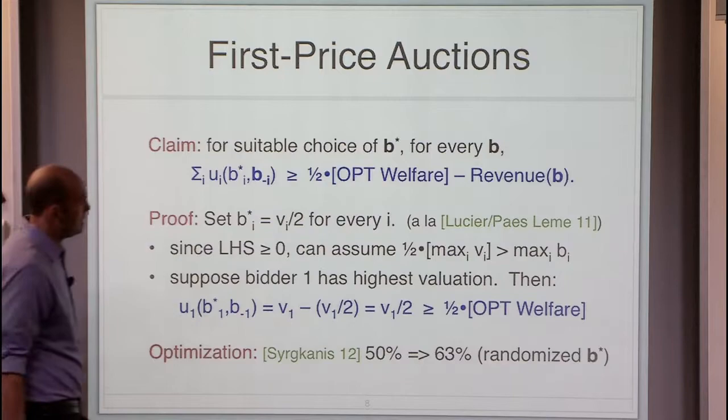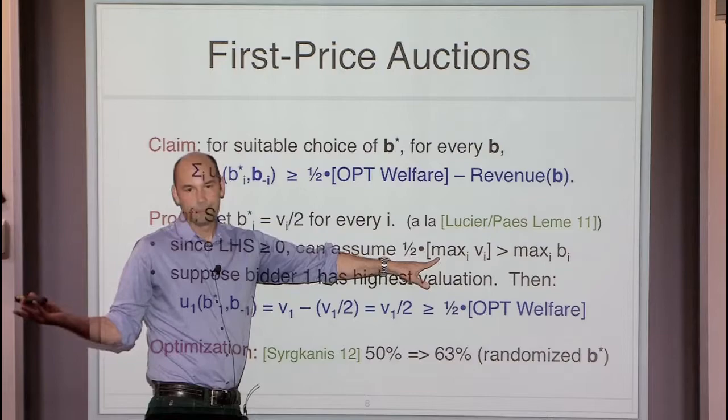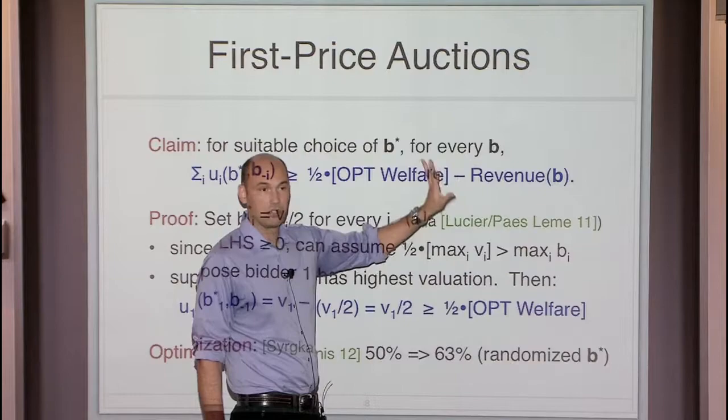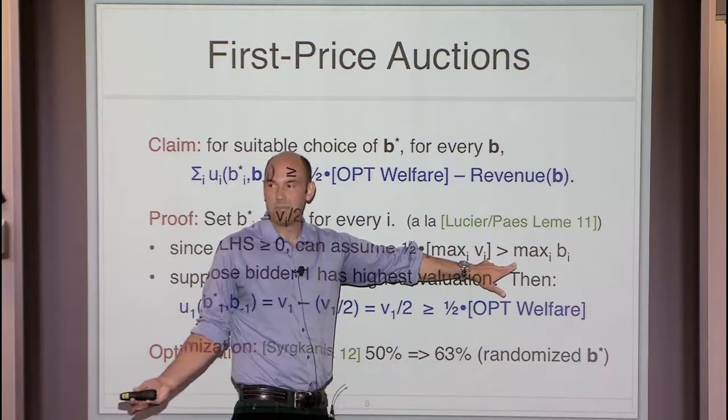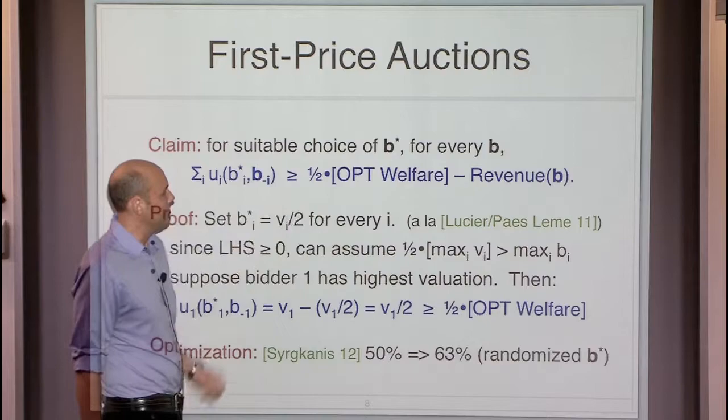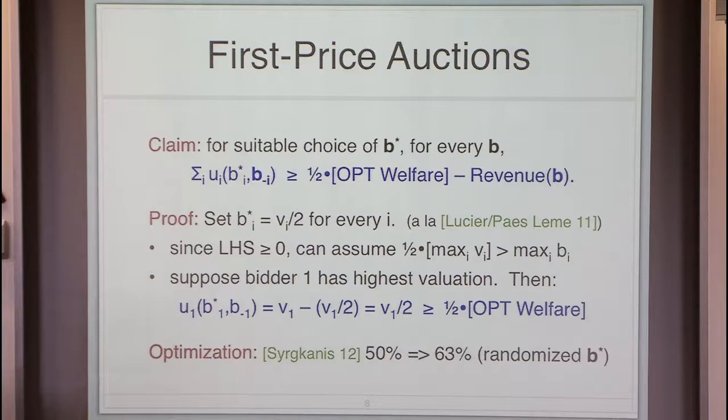So what is opt welfare? Opt welfare is just the biggest valuation. Okay? Let's call it bidder number one. This is the one part where I use the first price auction and not, say, a second price auction. What's the revenue on a given bid profile B? It's just the highest bid, okay? Because that's who wins and you charge the bid. All right. So saying that the right-hand side is strictly positive is the same as saying that half of the highest value is at least the highest bid in this bid vector B.